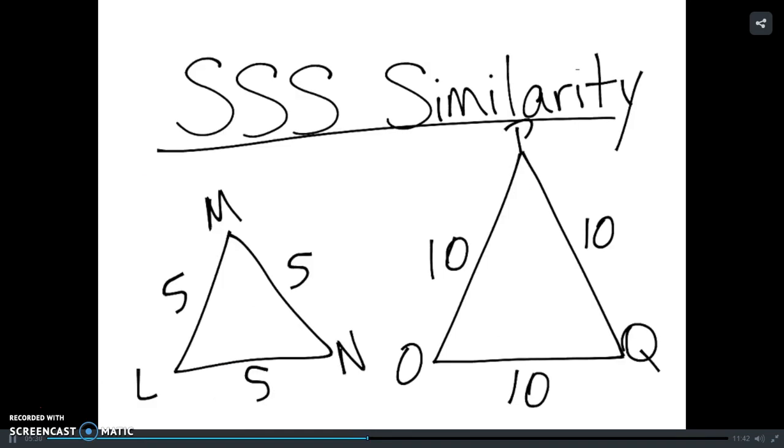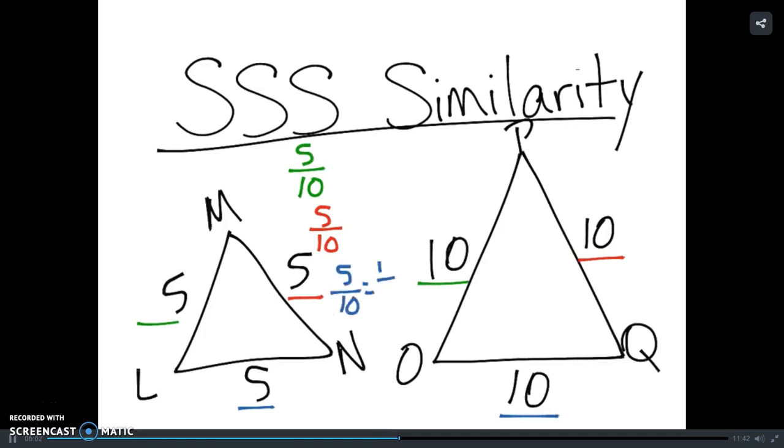Our next similarity is side-side-side similarity. Here, if we don't know anything about the angles, but we can see each of the sides is proportional, notice that for ML to PO, we would have 5 over 10. For MN to PQ, we would have 5 over 10. And for LN over OQ, we would have 5 over 10.